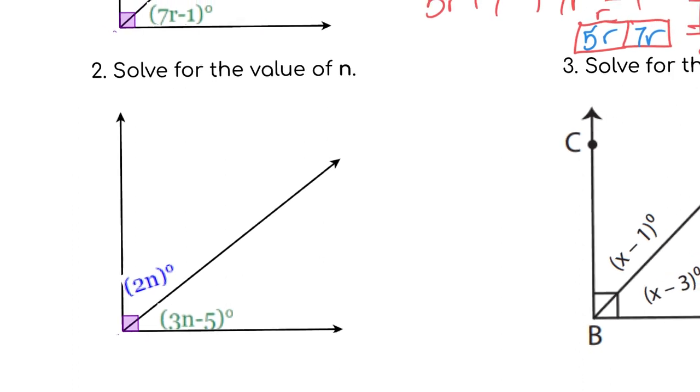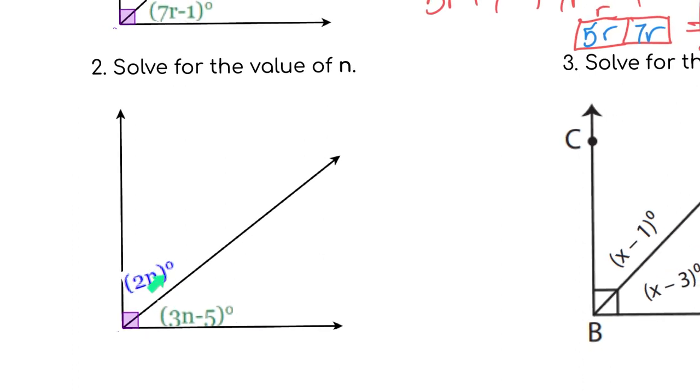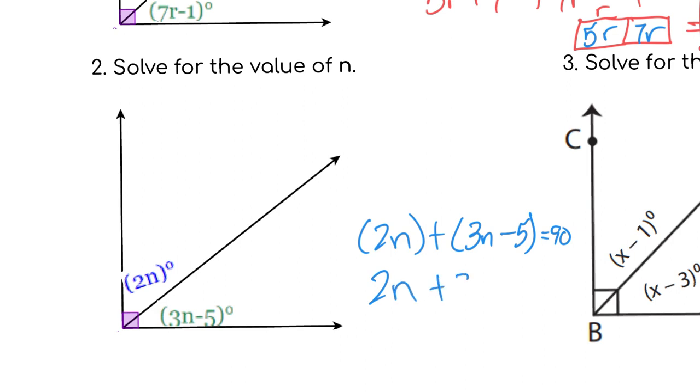Let's set up this next problem real quick. Again, these two angles add up to 90 degrees because the little square tells us it's a right angle. So we add 2n plus 3n minus 5, and that's going to equal 90. Like I said before, we get rid of the parentheses by putting a 1 there, but that doesn't change anything. So 2n plus 3n minus 5 equals 90, and from there, you use the boxes to solve for n.